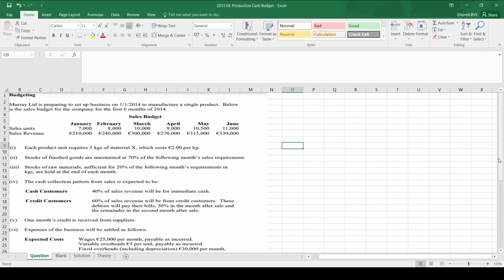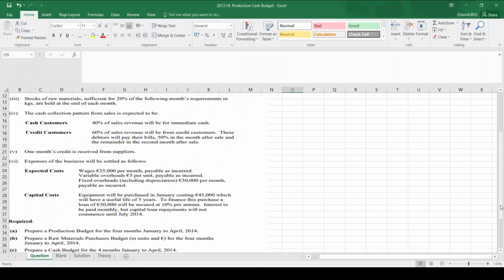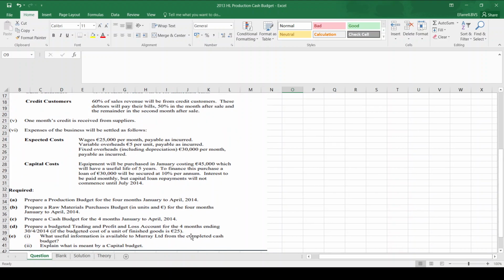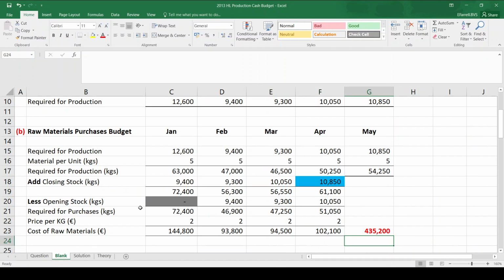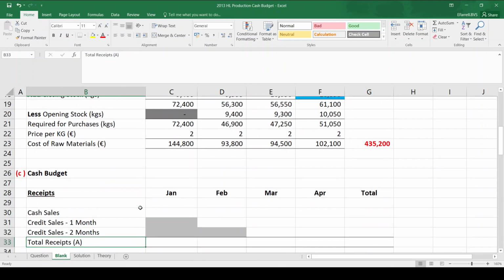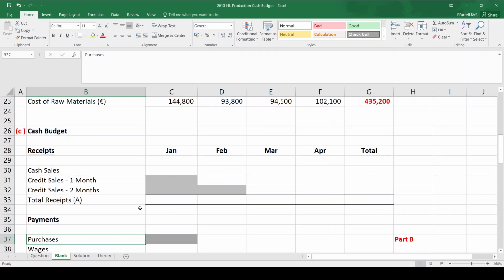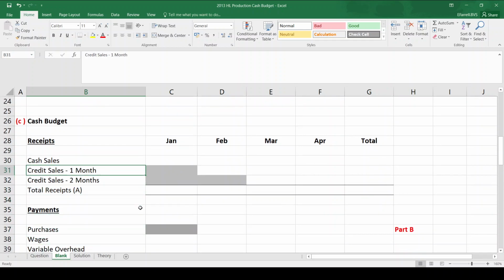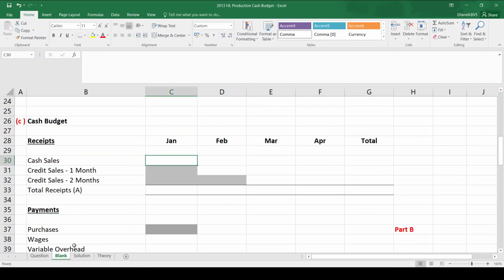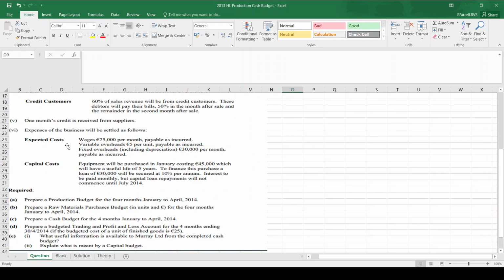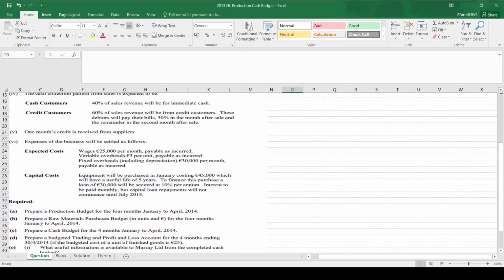And then the next part C, we are asked to prepare a cash budget for the 4 months. And again, it's only for the 4 months, not for the 6 months. So the cash budget, and again, this is very similar to just the cash budget question on its own, maybe slightly easier.